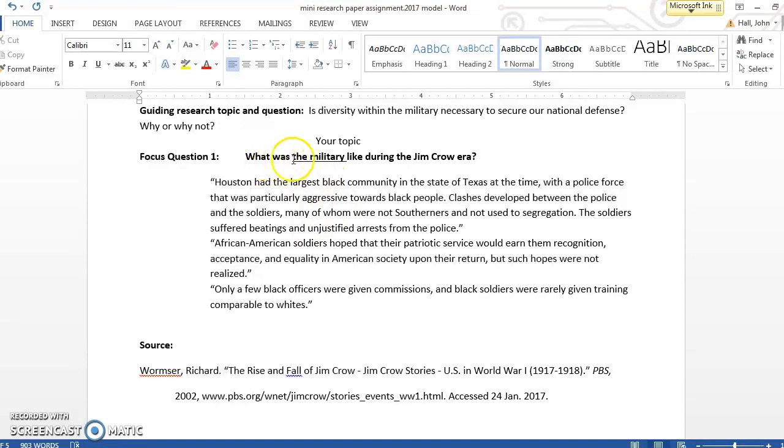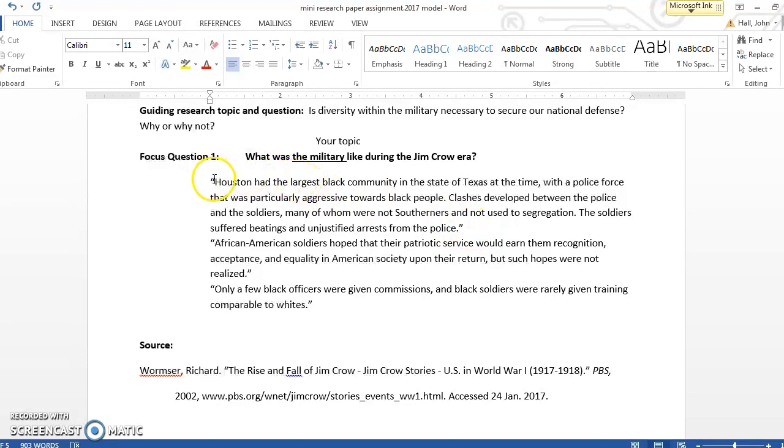So for me, I think back to my focus question, and I think, wow, that really is a good quality piece of information. It says, what was the military like during the Jim Crow era? Well, this actually gives me kind of a mixture of the military and society. This is really interesting, imagining police officers actually attacking soldiers. I mean, that's outrageous. It's hard to even imagine. So I want to take that.